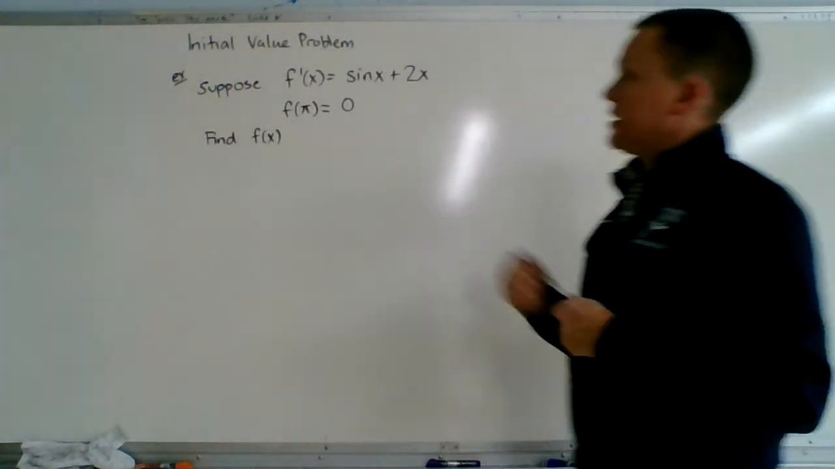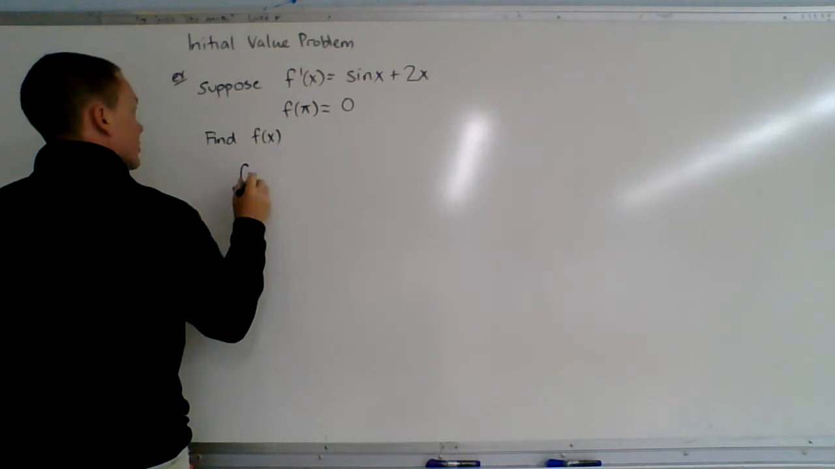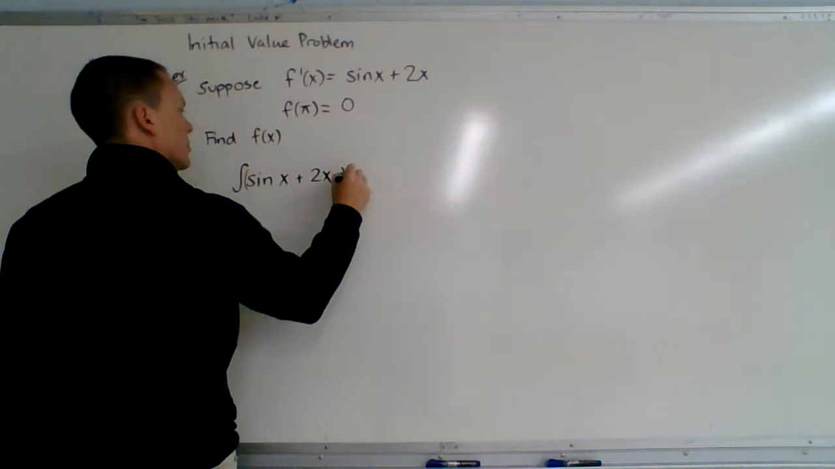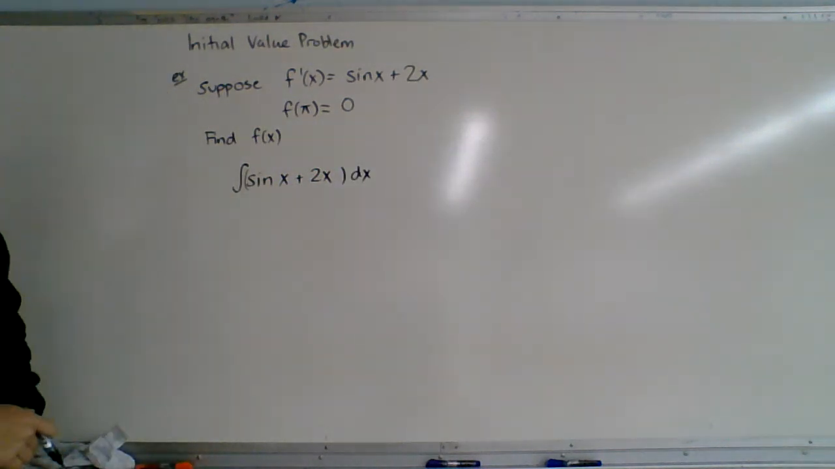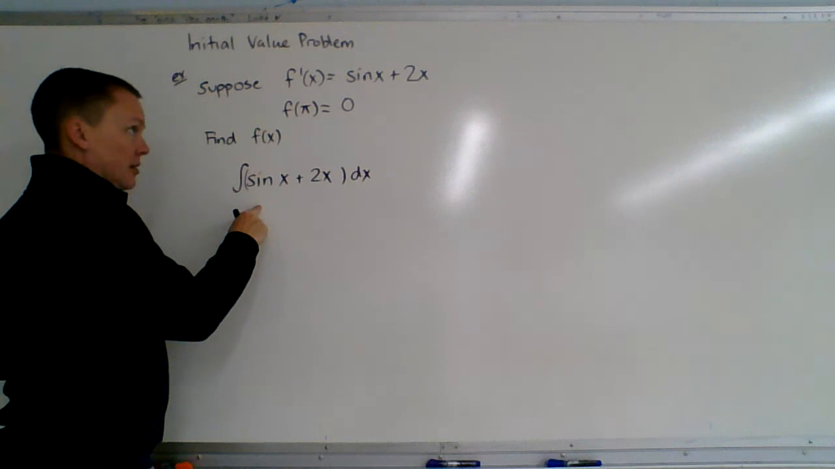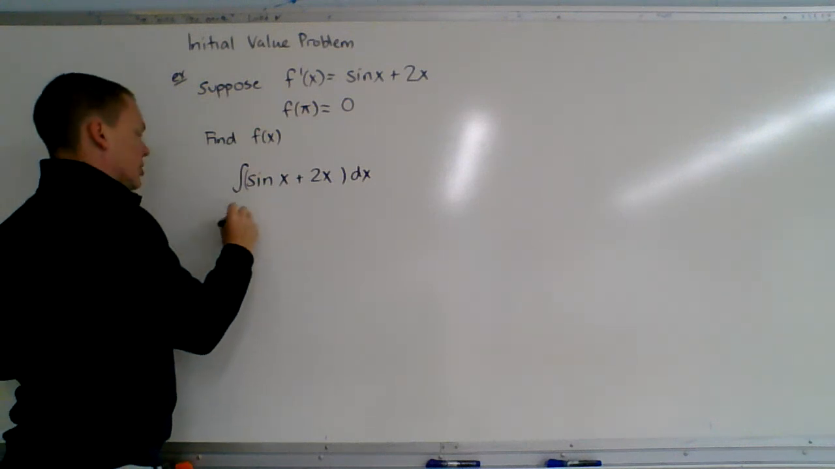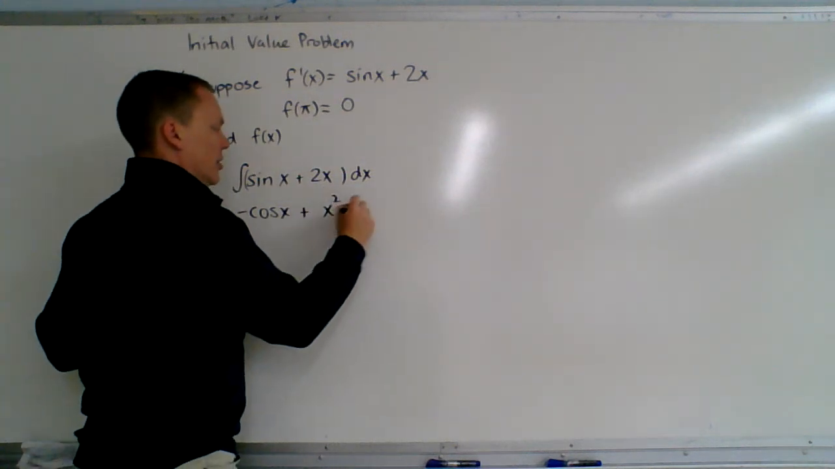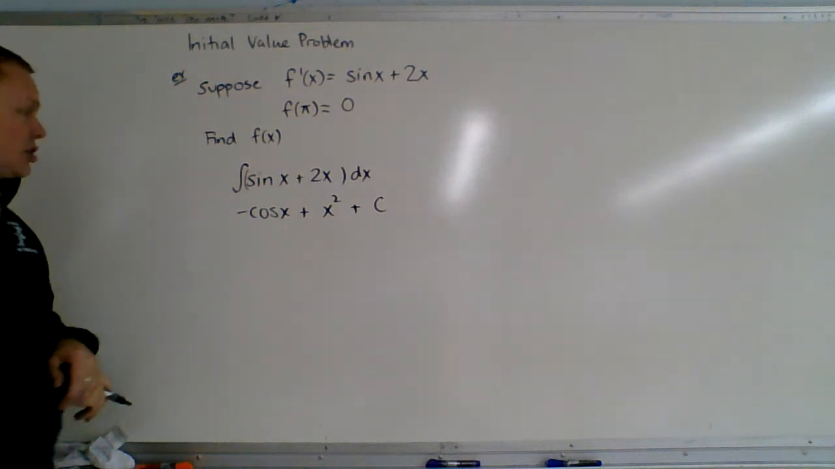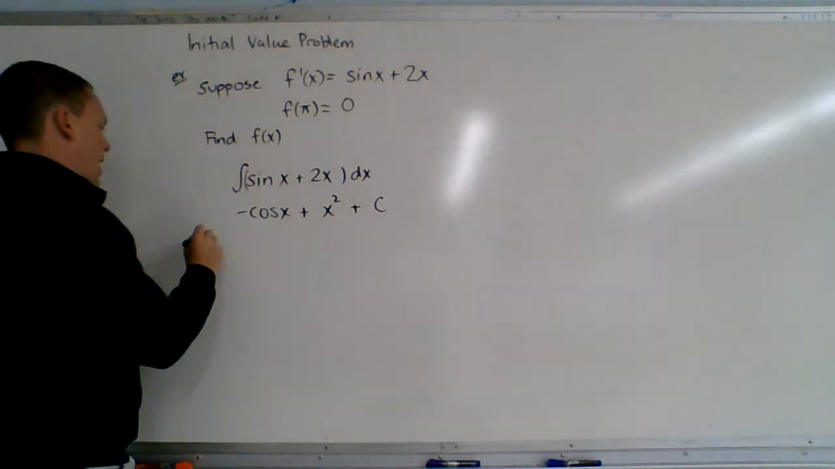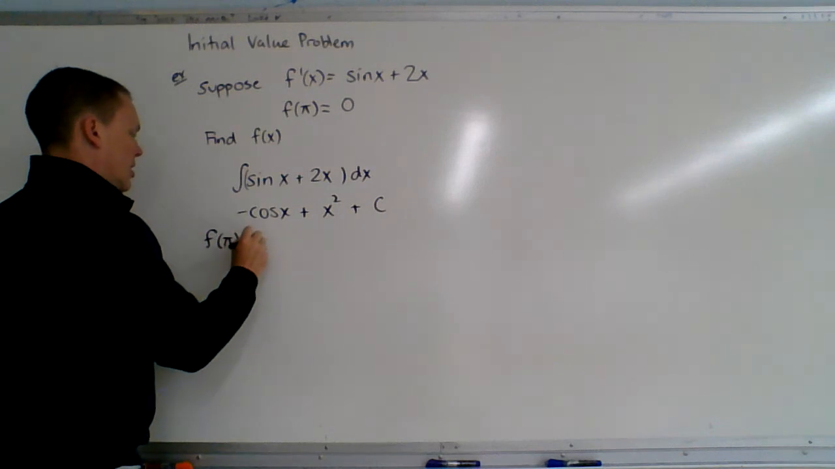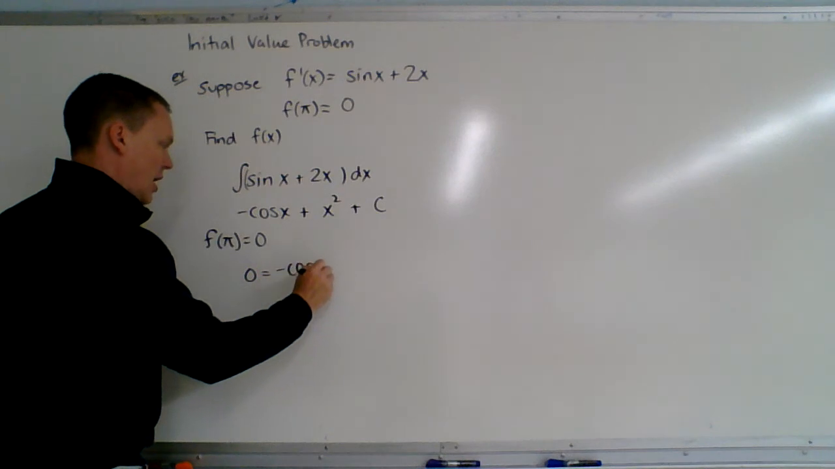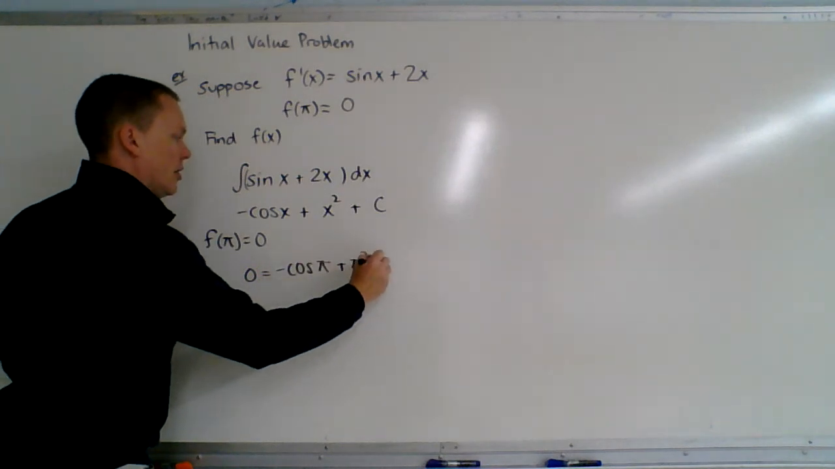So what are we going to do? We're going to anti-differentiate first. So I know the antiderivative of sine, let's see, it's negative cosine. And the antiderivative of 2x is x squared. And then I'll add the chips in for the constant of integration. And then I'm saying f of pi equals 0. So 0 has to equal negative cosine of pi plus pi squared plus chips.